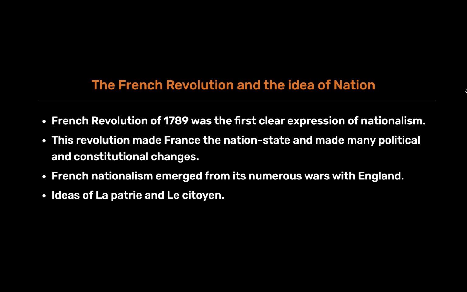This revolution made France the nation-state and made many political and constitutional changes. A new French flag was adopted to replace the former royal standard. The Estates General, renamed as General Assembly, became an elected body. Centralized administration and uniform civil laws were made for citizens. French nationalism emerged from its numerous wars with England, which involved the reconquest of the territories that made up France.